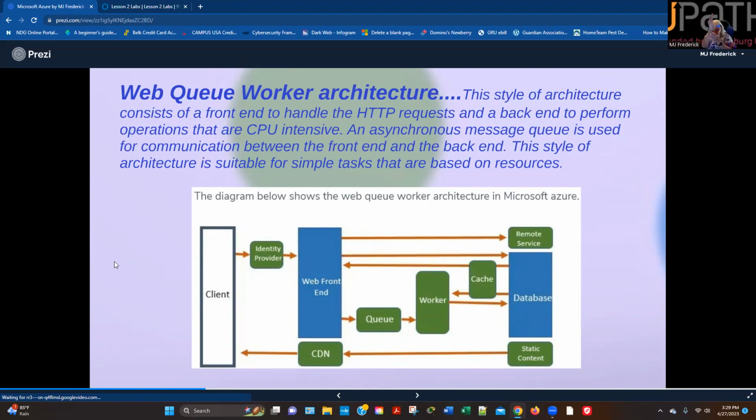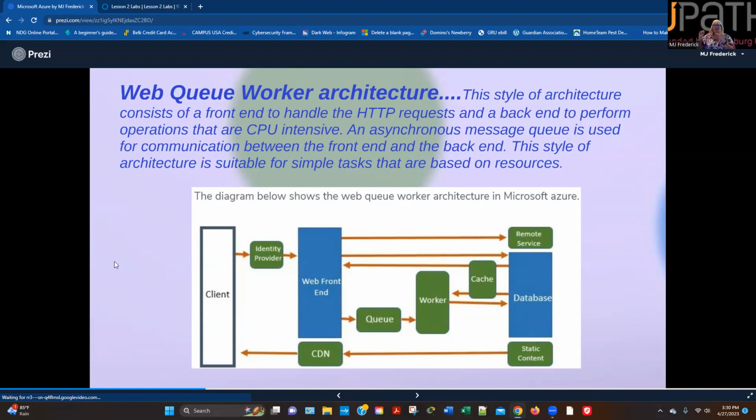We have a front end that is customer-facing on a website that you're looking at. But the back end is doing all of the operating for you, and it's very central processing unit oriented, extremely intensive when it comes to CPU. So say an asynchronous message is queued, and it's used for communication between the front and the back.